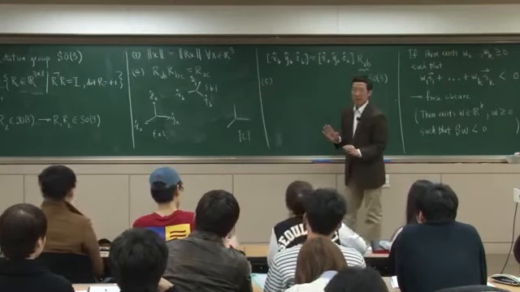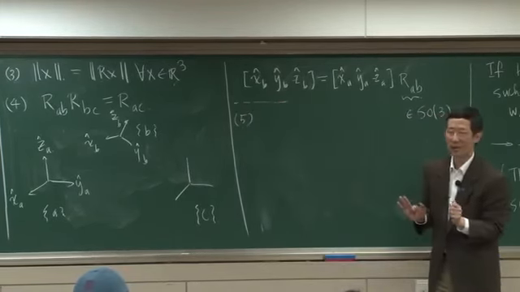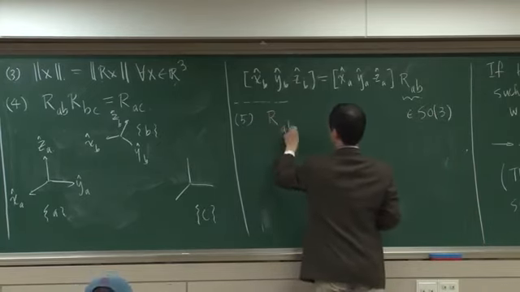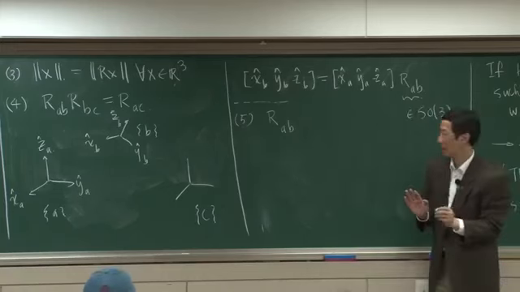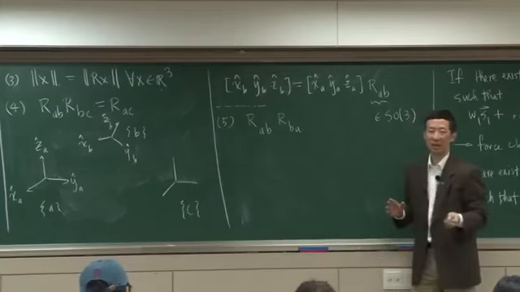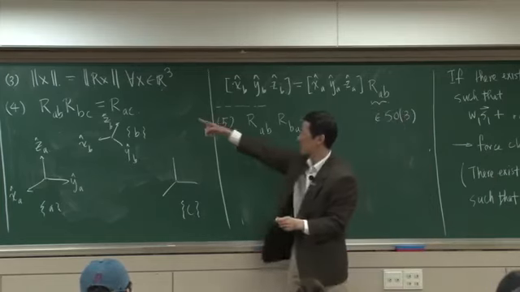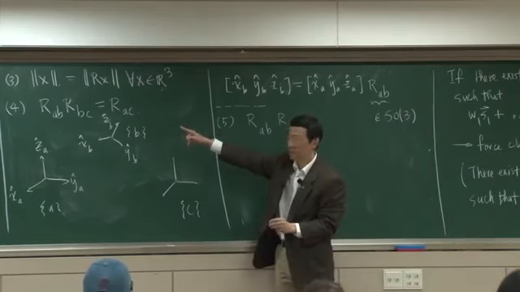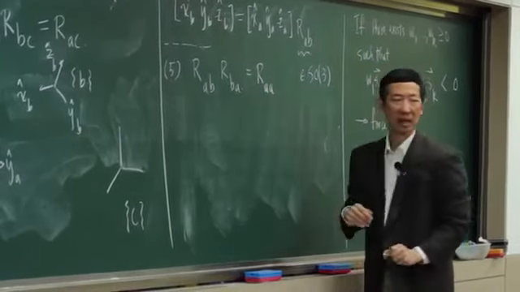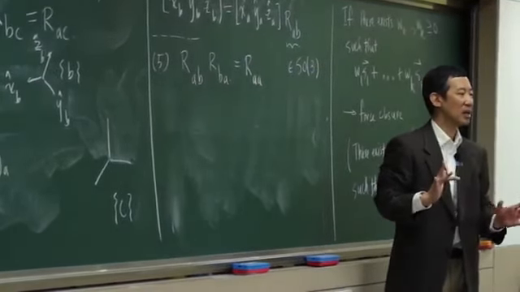Fifth property. This is new stuff. If I take RAB and then multiply it by RBA, just for the sake of it. Now we established that's true. So if we take C to be the same as A, then this is RAA. So what's RAA? Let's think about it physically.